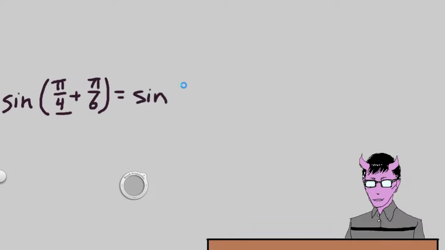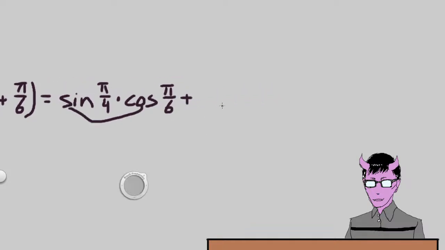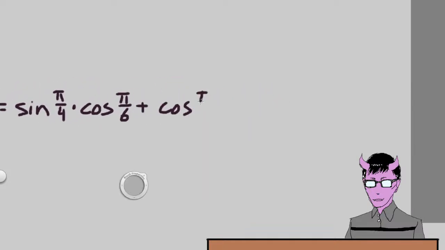So sine of the first argument, pi over 4, times cosine of the second term of the same argument, so pi over 6. Again, sine, keep the same sign. So it'll be plus. And then now we just do the old switcheroo. Cosine of the first term of the argument times sine of the second term of the argument.